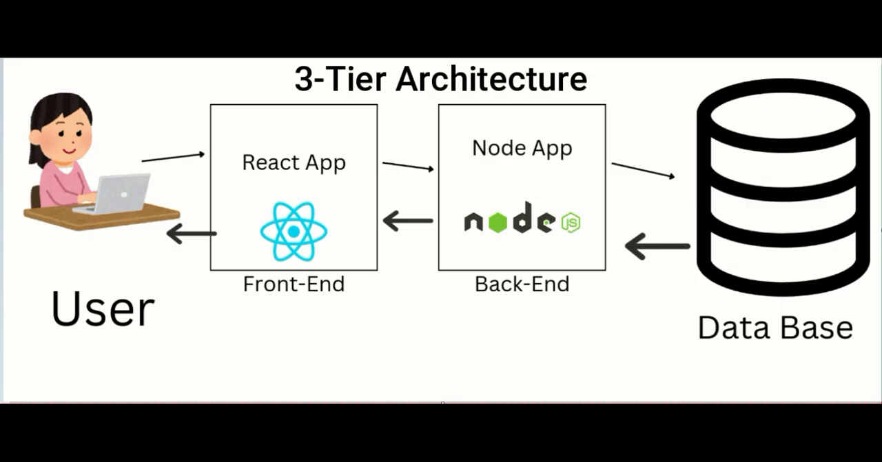And the database is called the data layer. The data is stored in this third tier, where the data is stored and retrieved. For example, MySQL or any other database. So each layer has its own specific role, ensuring scalability and modularity. So this is all about the three-tier application.